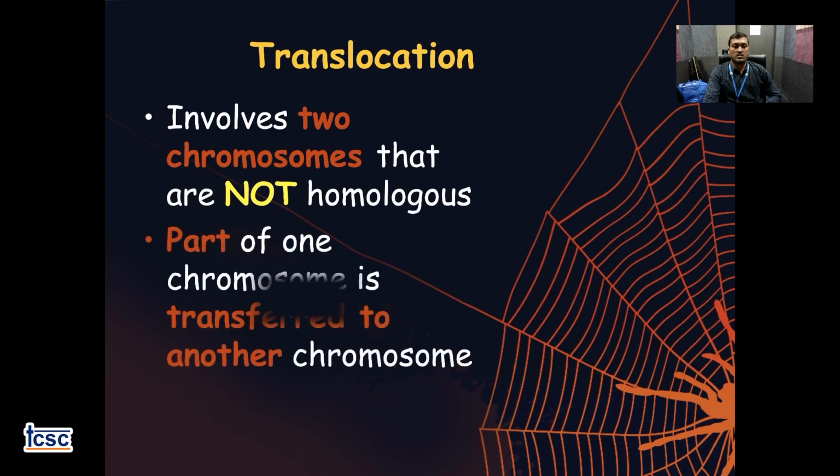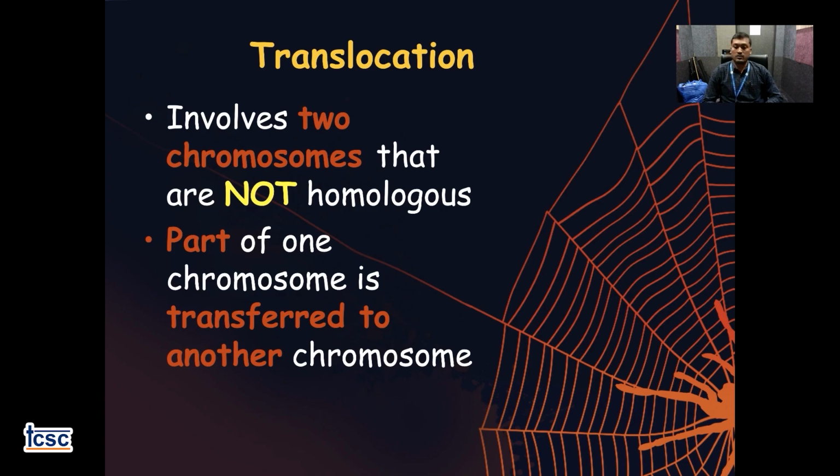Now translocation. Translocation involves two chromosomes that are not homologous. Here are new terminologies: what is meant by homologous? Homo means same, so homologous chromosomes are nothing but the same chromosome. And now for translocation, some part of one chromosome is transferred to another chromosome.